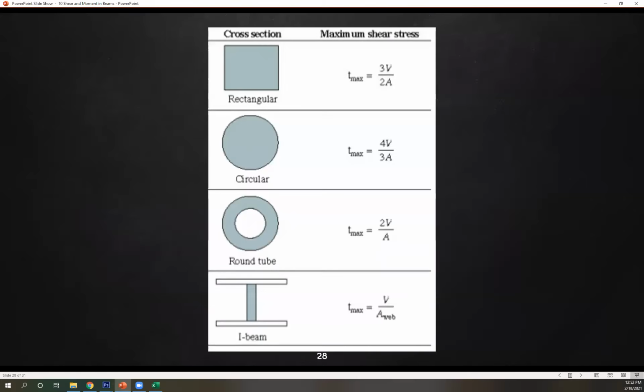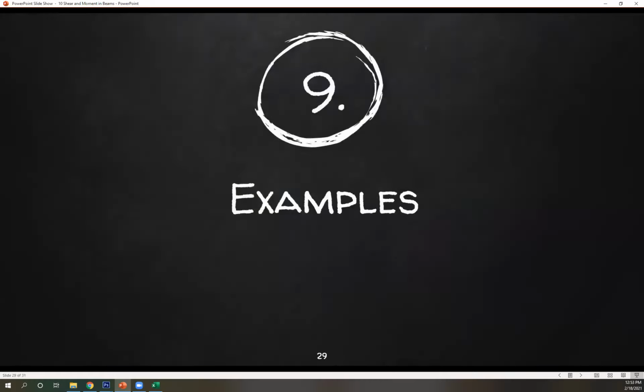Before that, these are the maximum shear stress of common areas or common shapes. For a rectangle, maximum shear stress is just 3V over 2A. For a circle, 4V over 3A, and so on and so forth. Let's have an example.